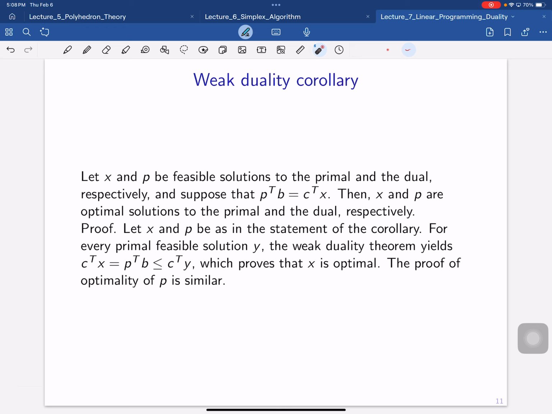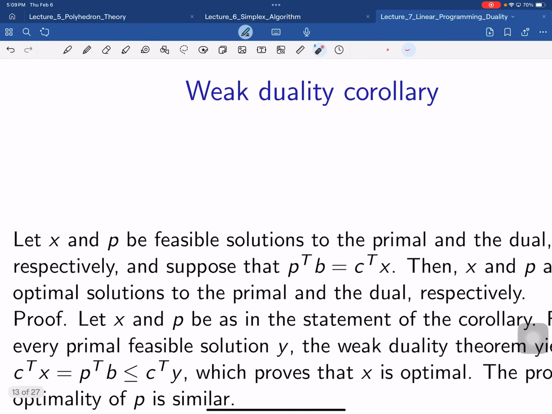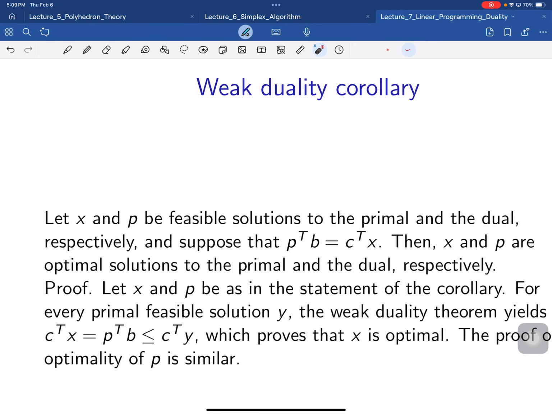Okay, so now there is one more corollary to weak duality. Let x and p be feasible solutions to the primal and the dual, and suppose the primal objective equals the dual objective. Then x and p are optimal solutions to the primal and dual respectively. Without looking at the proof, can anyone give a very simple argument why this is true?